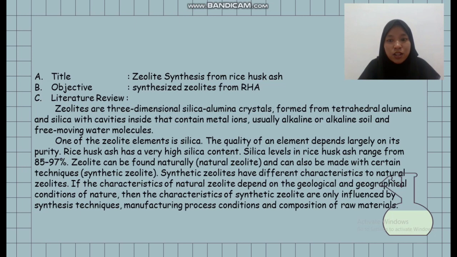One of the zeolite's elements is silica. The quality of an element depends largely on its purity. Rice husk has a very high silica content. Silica levels in rice husk range from 85 to 97%. Zeolite can be found naturally and can also be made with certain techniques, which is synthetic zeolite.